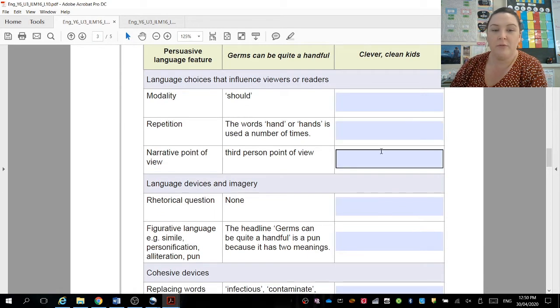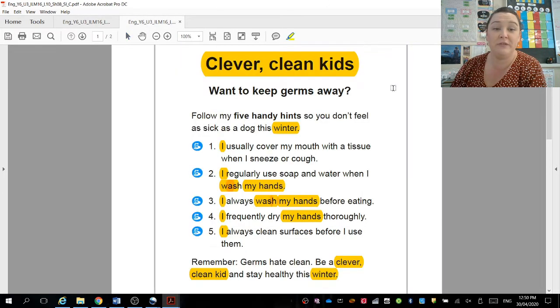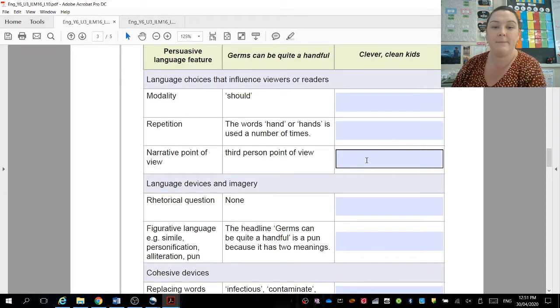Narrative point of view. Third person for Germs Can Be Quite a Handful. Clever Clean Kids: well, hopefully you've been listening to narrative point of view and how to distinguish the difference, because this is an instruction manual. Okay? Want to keep germs away? They are addressing that question to the audience, meaning they are talking directly to us, or you, the audience. So that would be second person, guys. So that is second person.